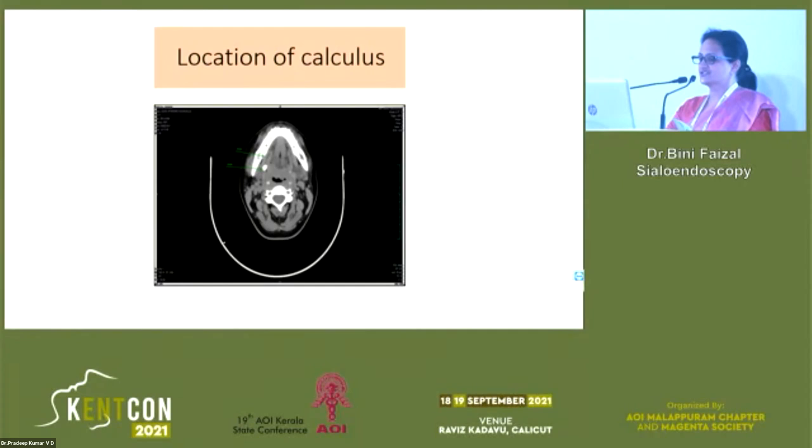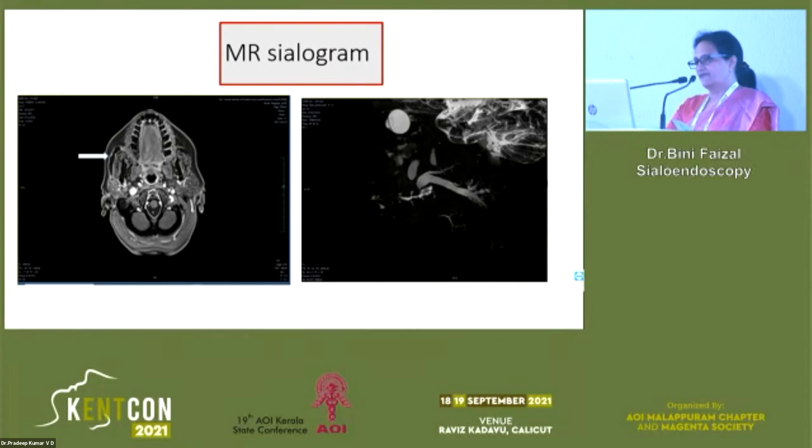Now, MR sialogram is an investigation where actually you don't need a contrast. The saliva itself is the contrast, and that will show you the dilated duct. It will tell you the exact number of strictures and show you the pattern of strictures. And this is an MR sialogram which shows you the calculus there. It is quite sensitive for strictures.